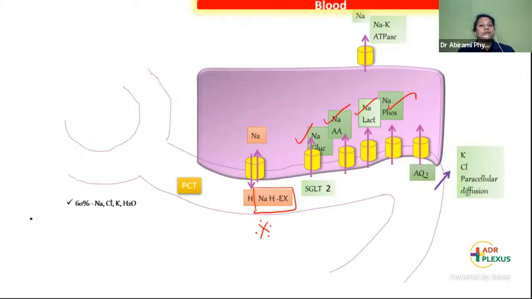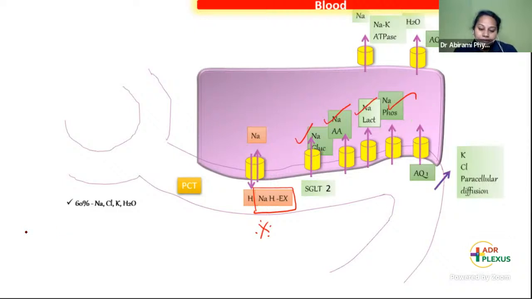What about water? What is that channel which transports water? Yes, it's called aquaporins. So aquaporin 1 reabsorbs water. On the other side also you have aquaporin 1 through which water moves into the blood. So this is how water is transported. So now you know how 60% of sodium, chloride, potassium and water is reabsorbed.